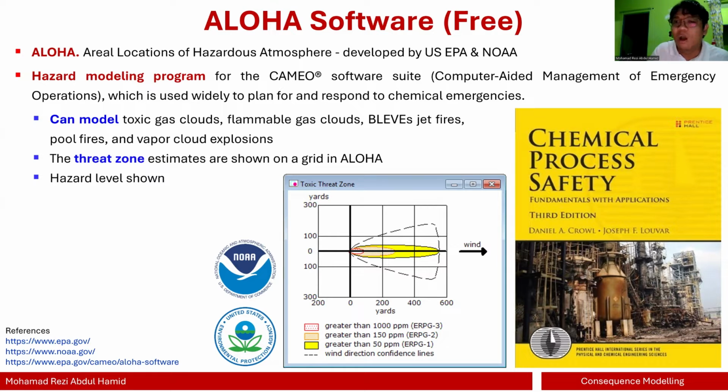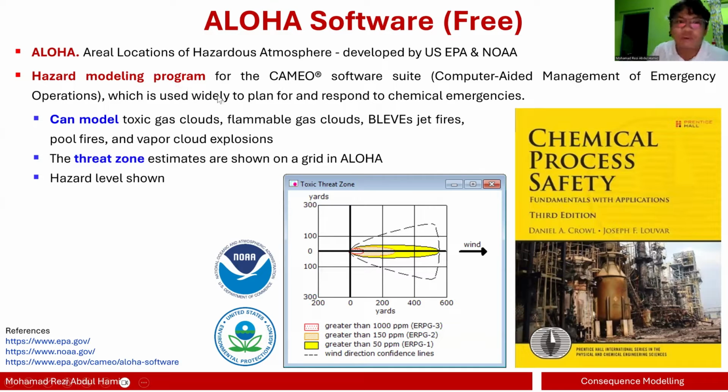ALOHA is an acronym of Areal Locations of Hazardous Atmospheres. It was developed by the US EPA, the Environmental Protection Agency, as well as NOAA, the National Oceanic and Atmospheric Administration. These two entities did not combine, they just joined forces to develop ALOHA.